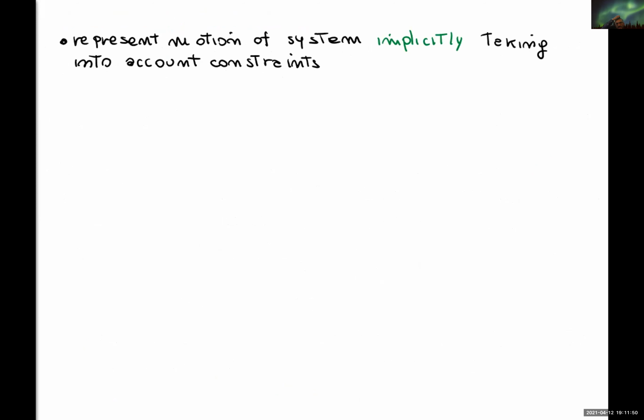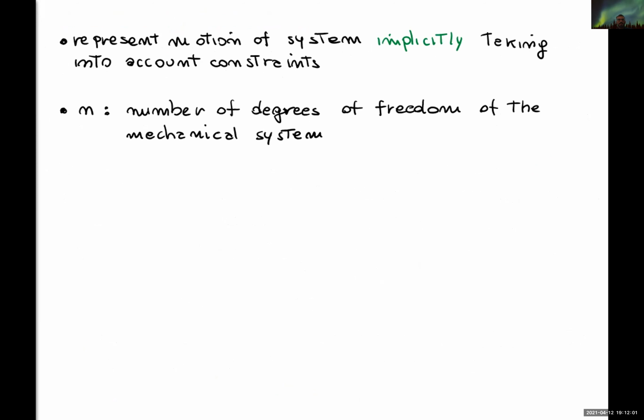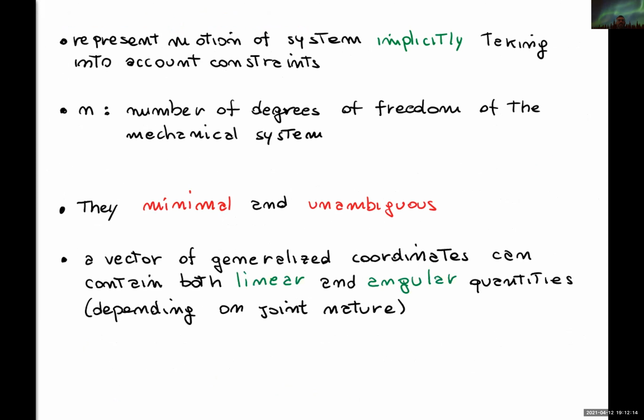So the generalized coordinates are coordinates that allow us to represent our system while implicitly taking into account the constraints, and represent the number of degrees of freedom of the mechanical system. And the important thing is that the generalized coordinates should be minimal and unambiguous. And they can contain what? They can contain, depending on the nature of the joint, linear quantities or angular quantities.